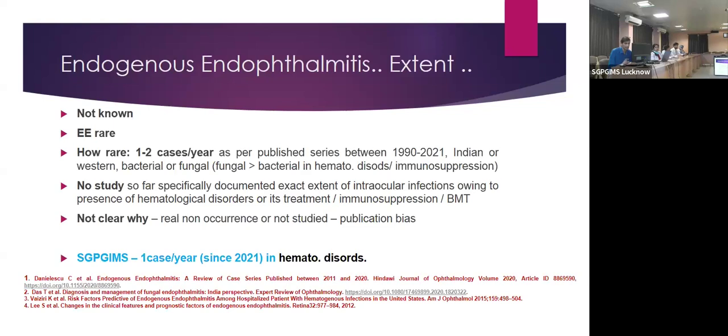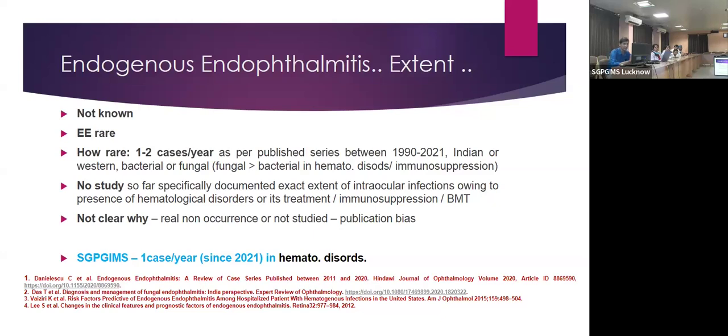Now, as I said, the bacterial and fungal infections manifest mostly as endogenous endophthalmitis. Viral infections like CMV may also cause endophthalmitis, but it is more common with bacterial or fungal agents. Actually, it is very rare. And how rare? In all the published series, whether fungal or bacterial, specifically hemato disorders or all cases of immunosuppression clubbed, it is not more than 1 or 2 cases across the globe per year. And no study has so far specifically documented intraocular bacterial or fungal infection in hematological disorders or immunosuppression owing to hematological treatments or post-BMT.